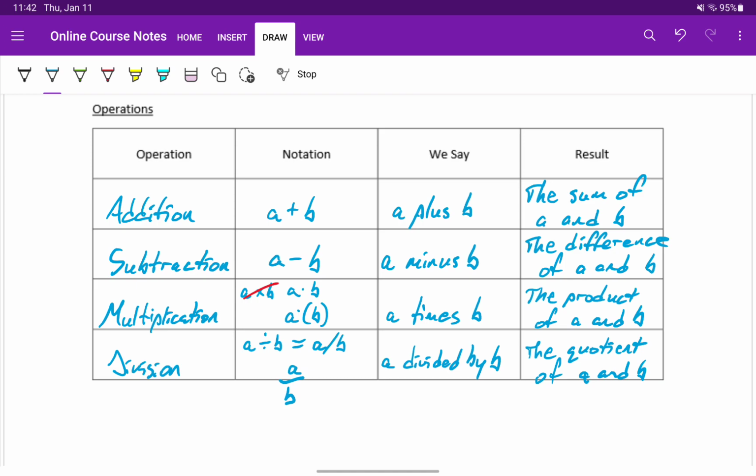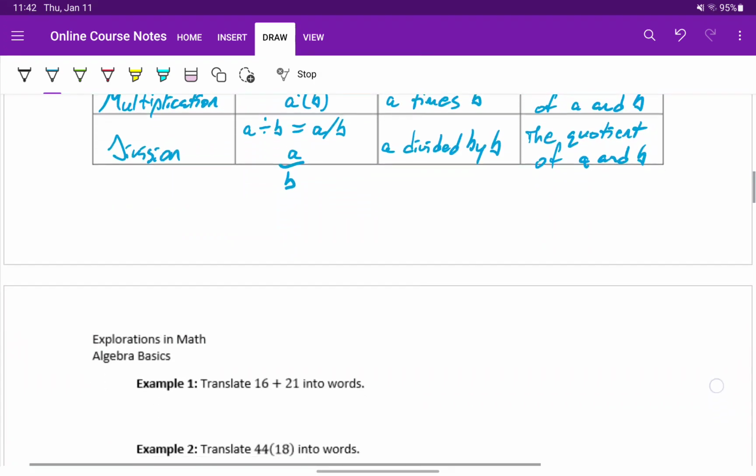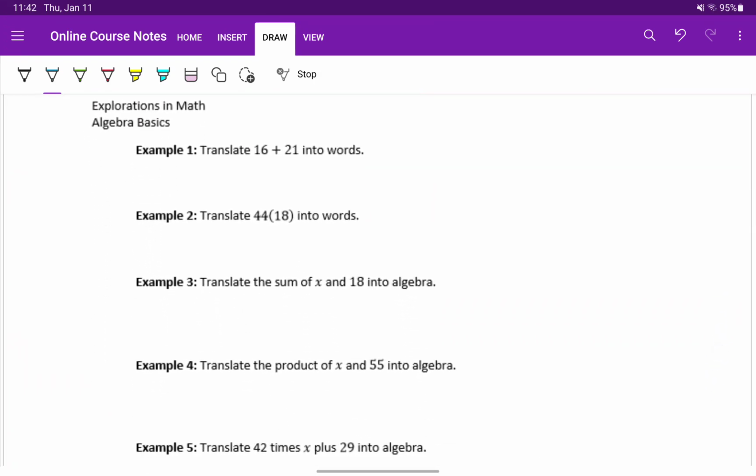We have all this language that we can use to talk about those 4 operations. So now we'll look at completing some of those translations. First, taking mathematical statements and translating those into words, and then vice versa. In example 1, we want to translate this expression into words. So that would be 16 plus 21, whether we write the numbers in words or keep them as digits. In example 2, we have 44 and then 18 in parentheses. So that would be 44 times 18, meaning we'd want to multiply those two values together.